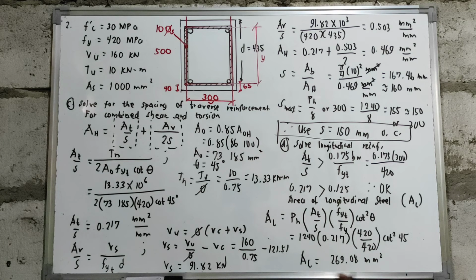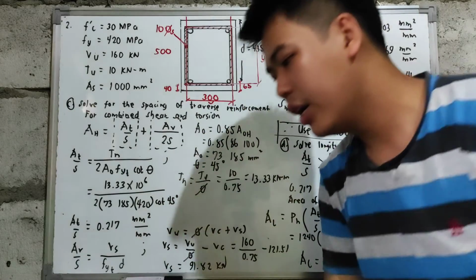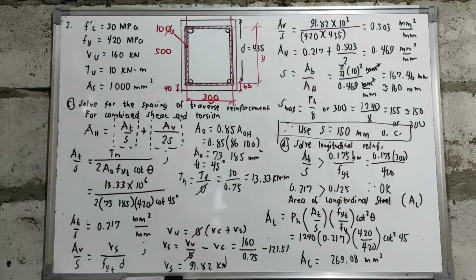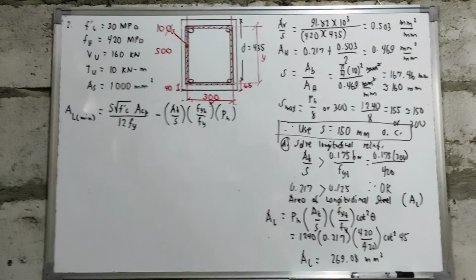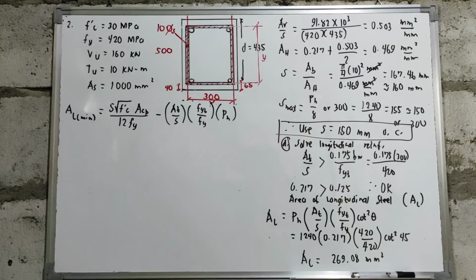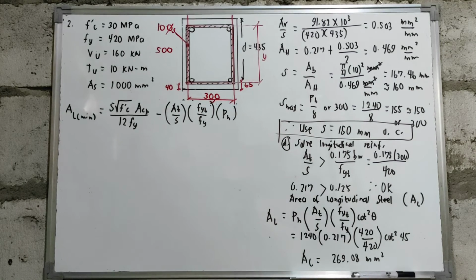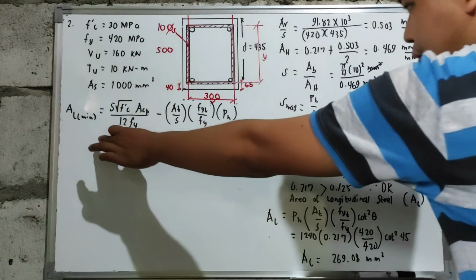So kung meron tayo dito na area na compute, i-compare natin yan to the value ng AL minimum natin. So ipag-compare natin yung dalawa. So again, i-compare natin yung nakuha natin na value ng area of longitudinal steel to the value of your minimum area. So sir, what will be the formula? So as illustrated dito sa board natin, this will be your formula.